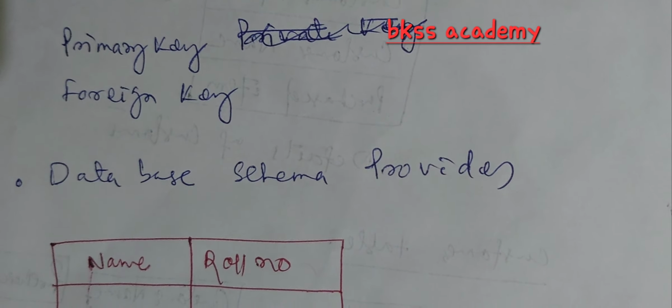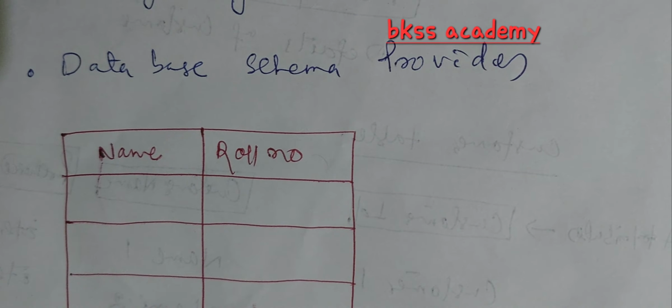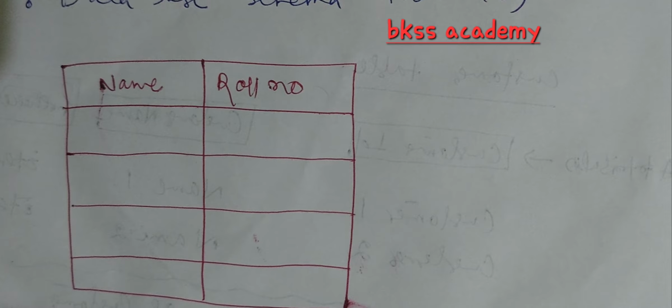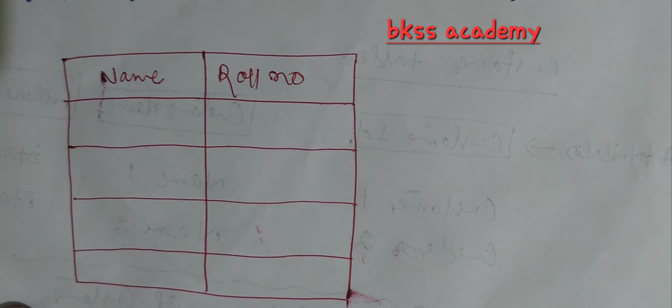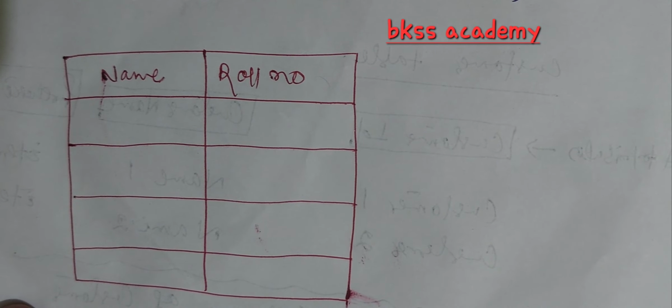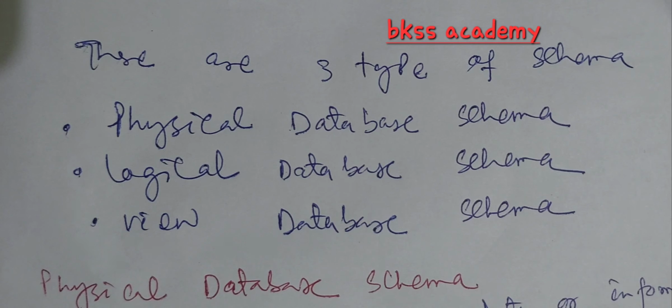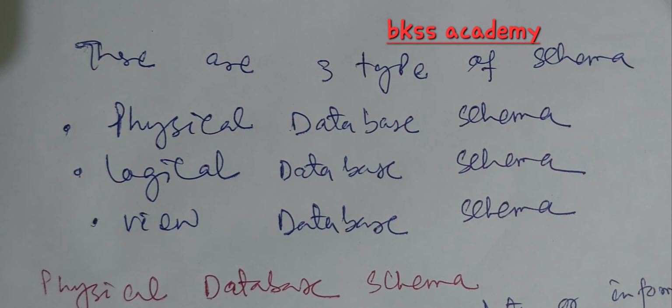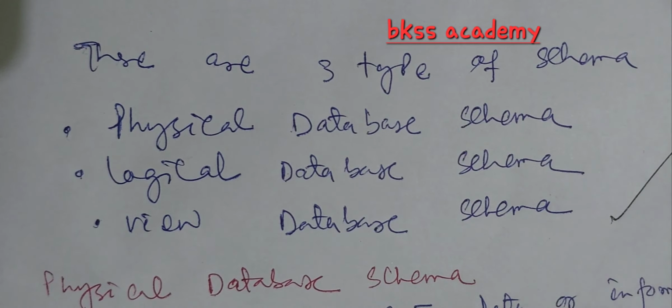One example of a database schema is name and roll number, and within this the table contents will be added. Name and roll number are the attributes of the table. There are three types of schema: physical database schema, logical database schema and view database schema.